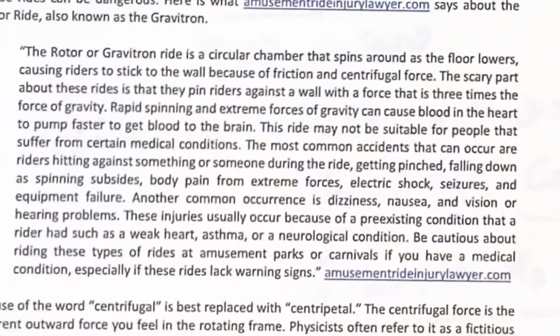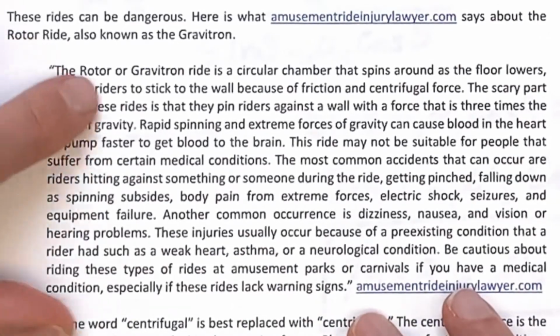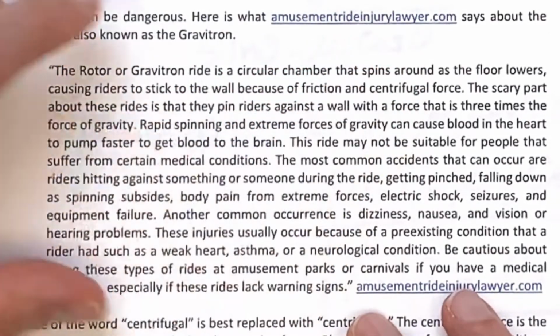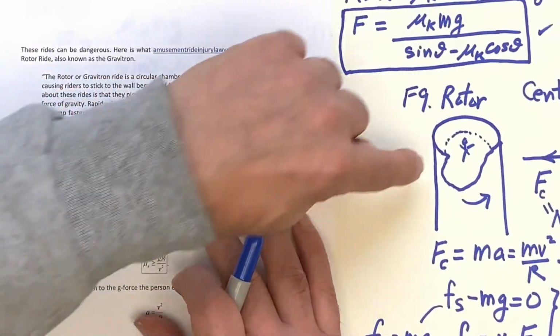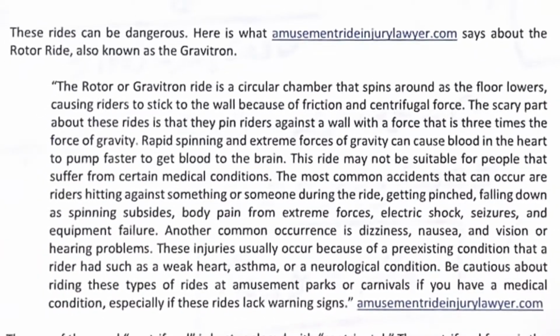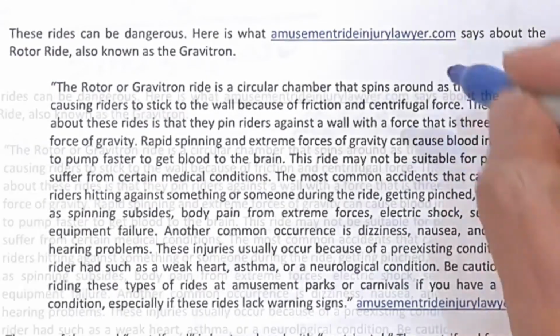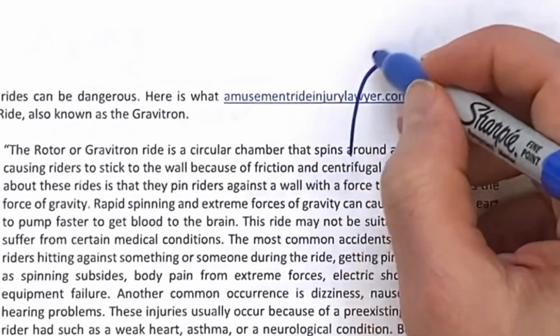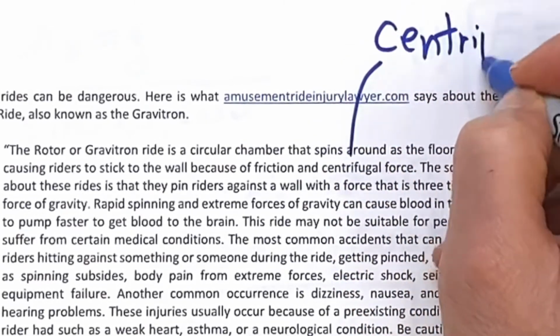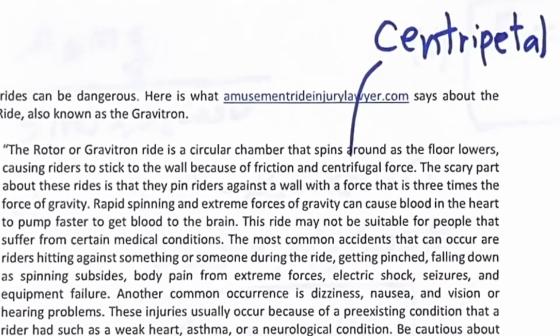Now, I found legal things, it's good to bring the law into physics sometimes, where amusementrideInjuryLawyer.com says that the rotor, that's this thing, or the Gravitron as it's also called, circular chamber that goes around and you stick to the wall because of friction, and it says centrifugal force. We would prefer that that be centripetal. Centrifugal force, that's the force that you would appear to feel if you're inside the amusement park ride itself.